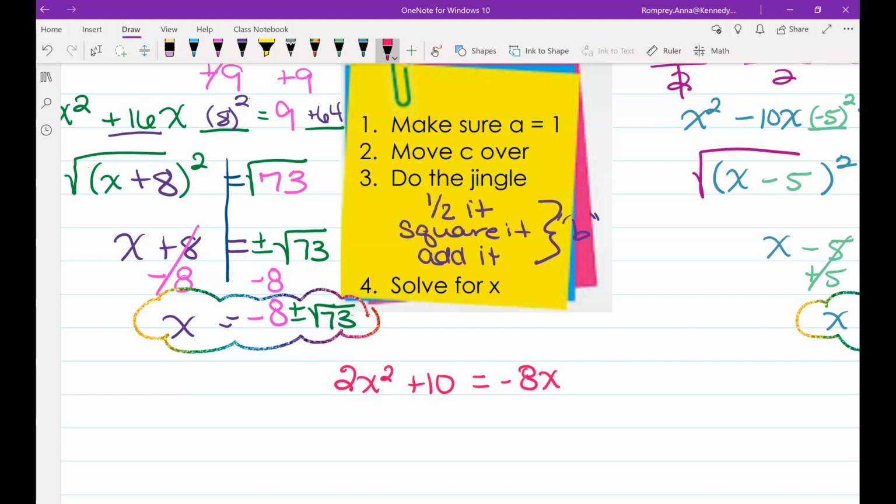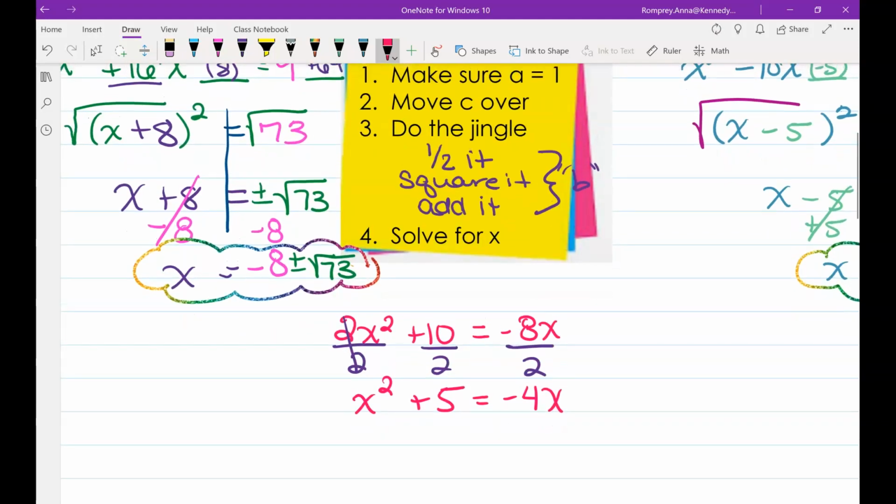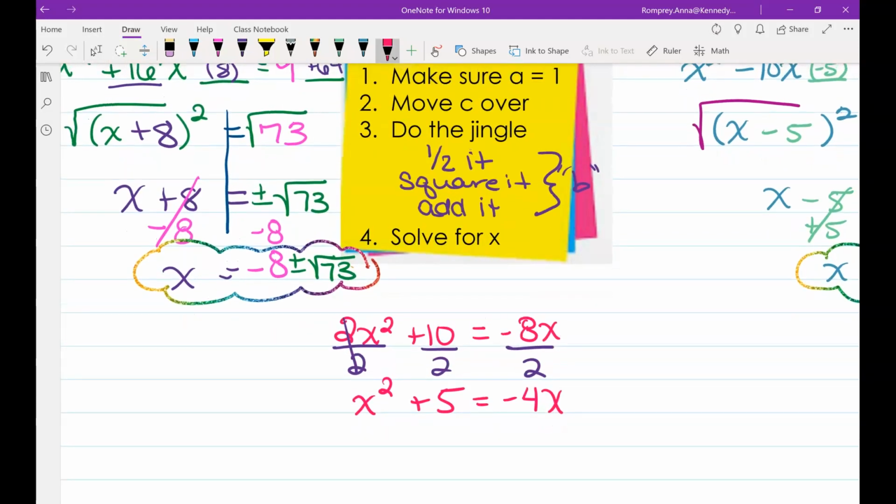Okay, welcome back. So, hopefully you went back to your steps and looked at step 1. Make sure a is equal to 1. No, by golly gee, it is not. So, let's get rid of that 2 and divide every single term by 2. So I'm left with x squared plus 5 equals negative 4x. Beautiful. Now, move c over.